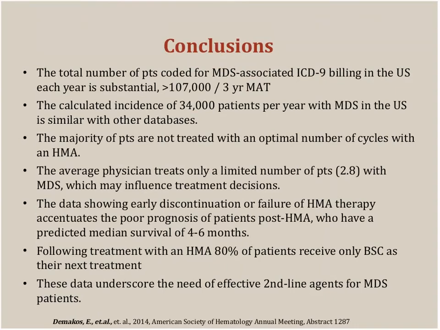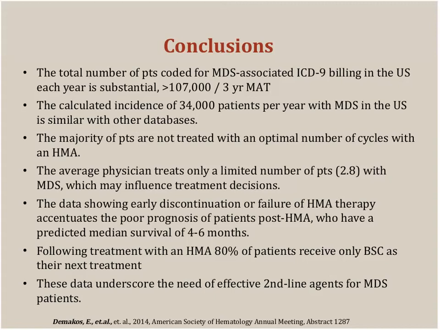And the conclusion was that the total number of patients coded, 107,000 in 3 years, calculates out to 34,000 patients per year, which is similar to what has been identified in other databases. The majority of patients are not treated with an optimal number of cycles of an HMA. The average physician in the U.S. treats a limited number of patients, about 2.8 patients with MDS, and this may reflect and influence treatment decisions. Early discontinuation or failure of HMA therapy accentuates the poor outcome.